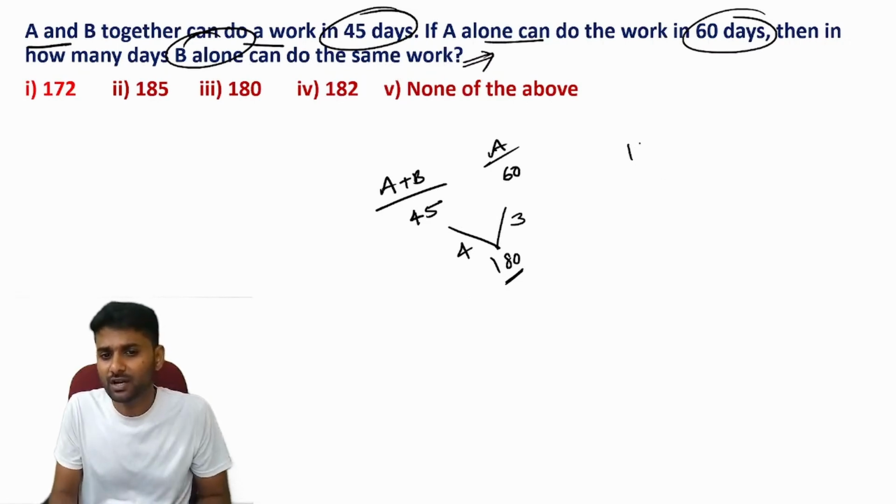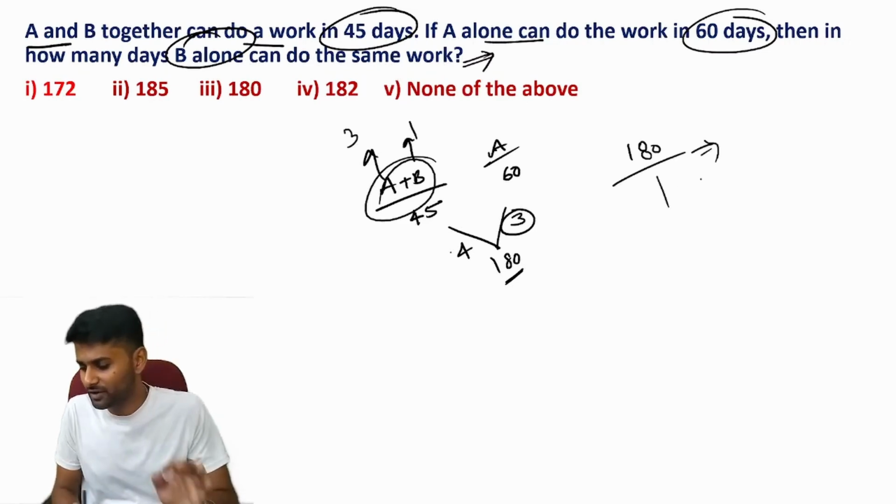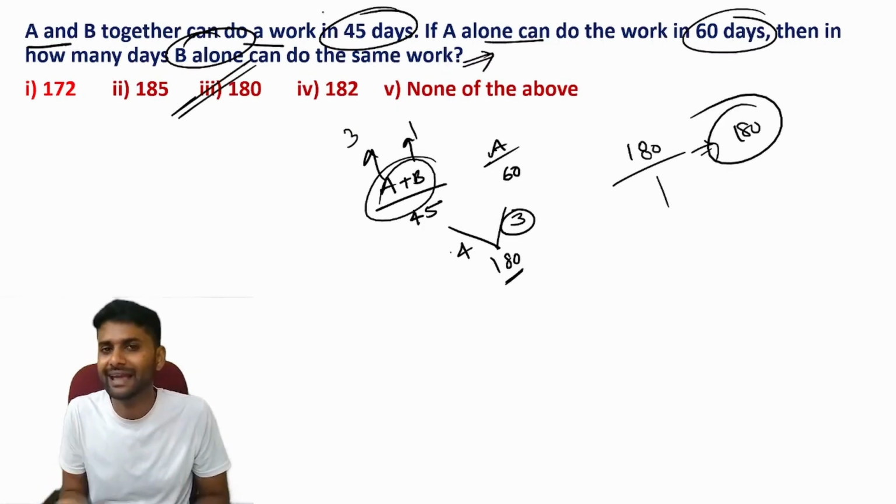Another question: B alone can complete the same work in how many days? Now see, A's efficiency is 3 units, and A and B together is 4 units. Out of that, A is 3 units, so B is definitely 1 unit. If he completes 1 unit per day, for 180 units it takes exactly 180 days.